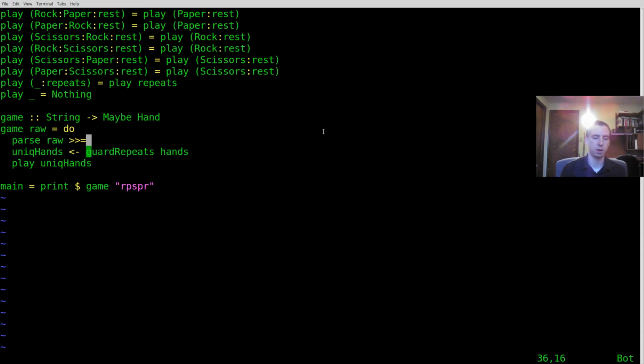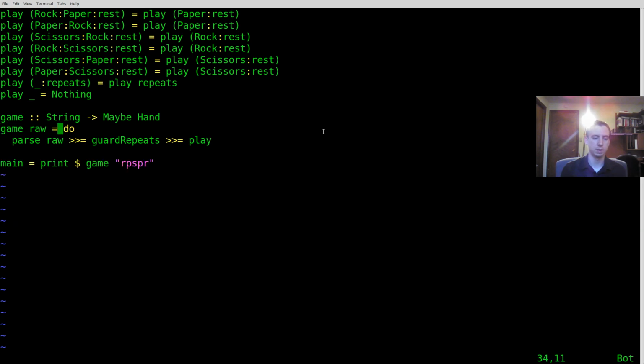If we just take our values and take our functions, we can actually bind like this. We can get rid of our do, and that's actually the same way to represent the original bind. Basically, if you look at this, it ends up looking like a data pipeline. First you parse raw, and the result of that flows into guard repeats, and the result of that flows into play. Now, functional programming is all about combining functions to build new functions.